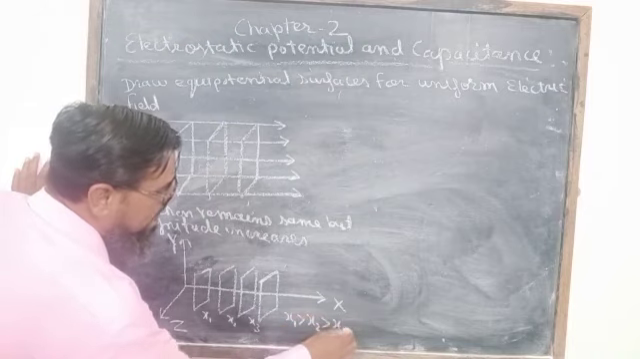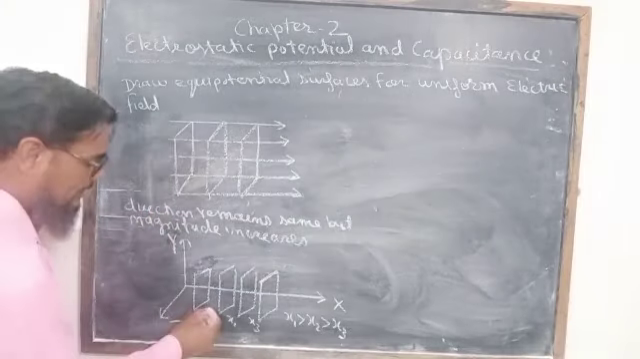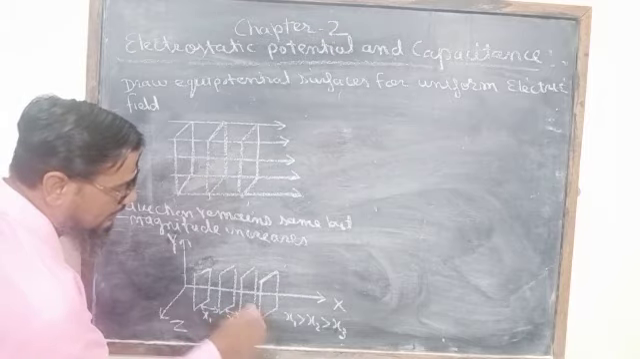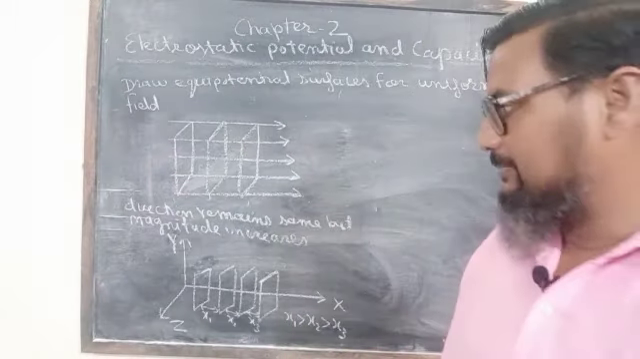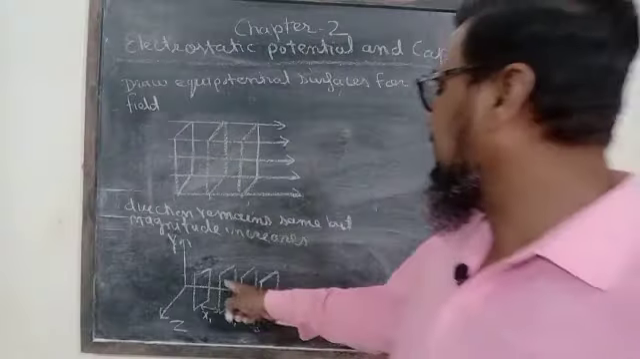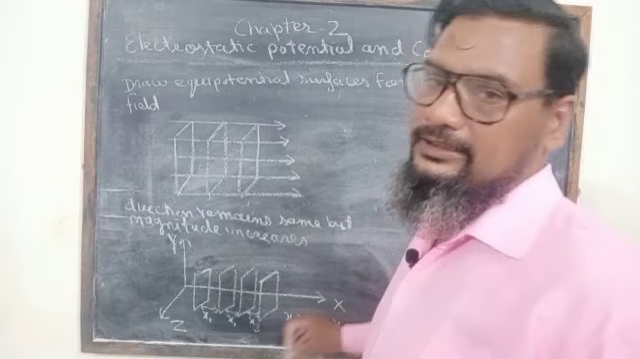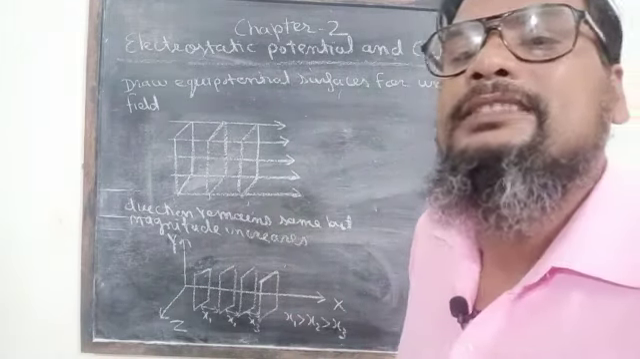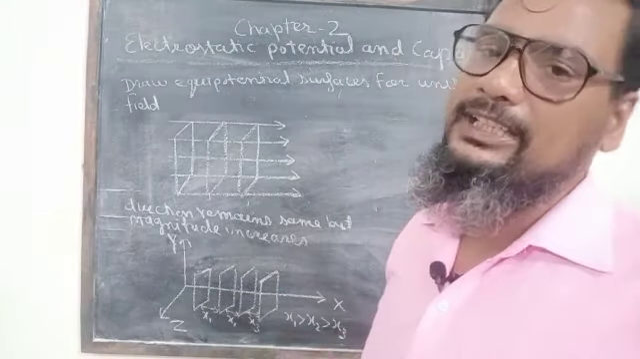and x2 is greater than x3, meaning the spacing between the equipotential surfaces continuously decreases. So if the direction remains constant and the magnitude gradually increases, then the spacing between the equipotential surfaces continuously decreases. And if the magnitude of electric field intensity decreases, then the spacing will increase.